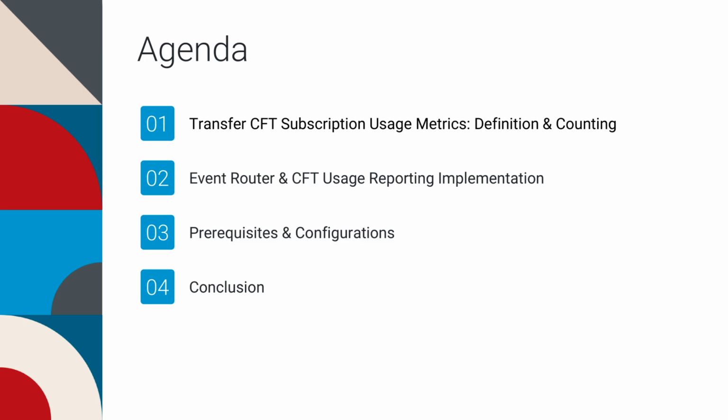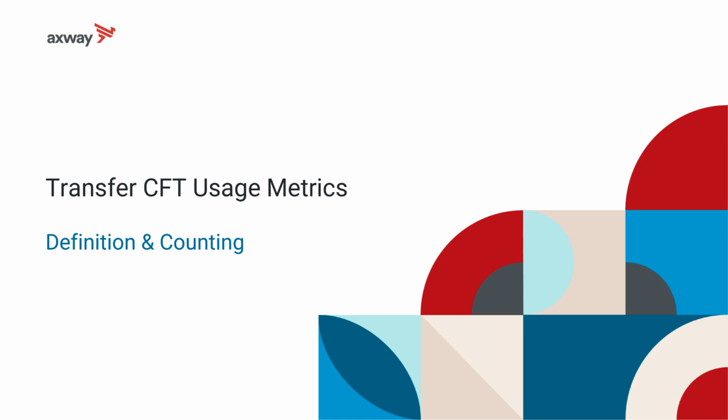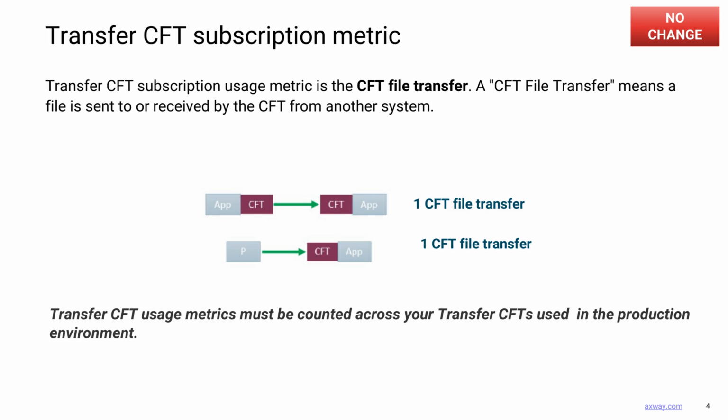The scope of this session is to present the billing metrics for customers using TransferCFT on a subscription basis and how to collect and report those metrics. Quick reminder what the billing metrics for TransferCFT are. The usage metric for the TransferCFT subscription is the CFT file transfer. A CFT file transfer means that a file is sent to or received by the CFT from another system. At least one TransferCFT is involved with a maximum of 2 CFTs.